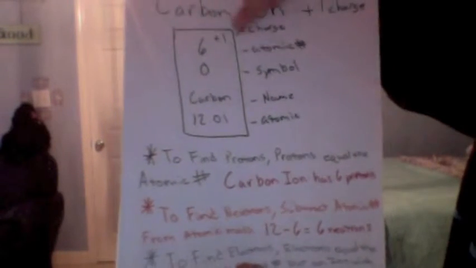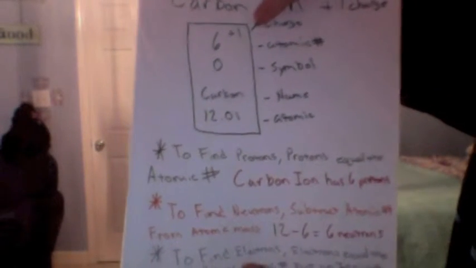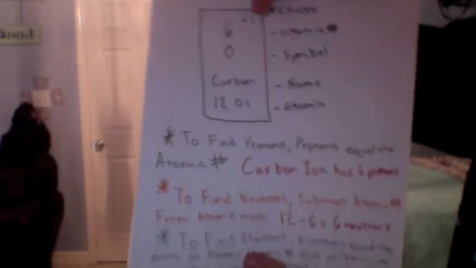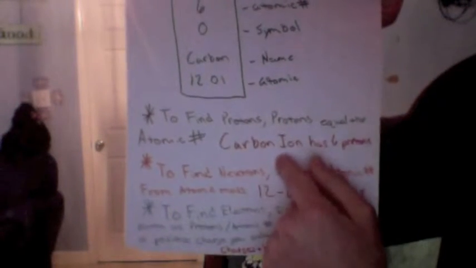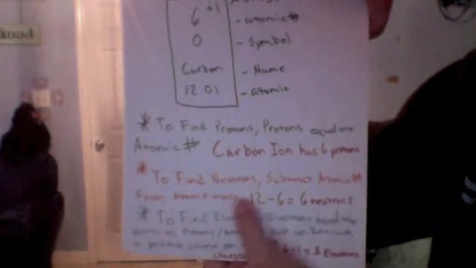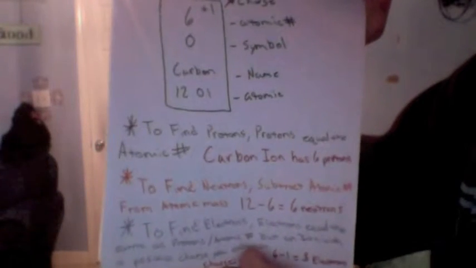Now for a carbon ion that has a +1 charge, you can find everything the same on the table. It just has a +1 charge. So in this, your steps will be normal. You find the number of protons from the atomic number. To find the neutrons, you subtract the atomic number from the atomic mass. But the only difference is finding the electrons.